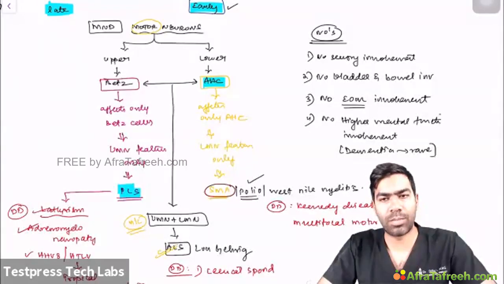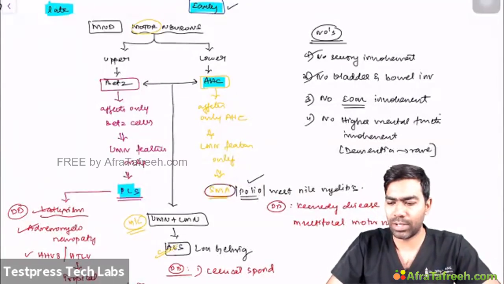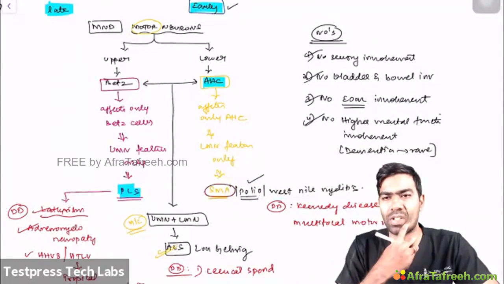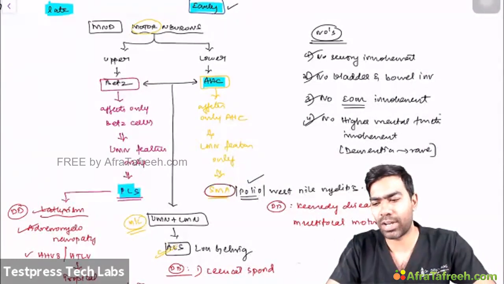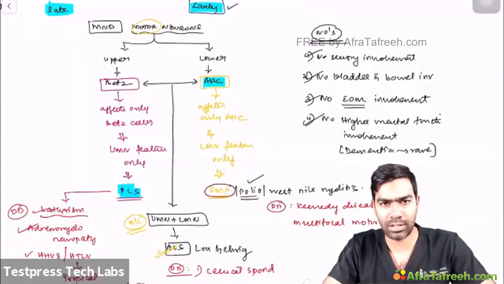Even though I'll be talking about FTD-ALS complex later on, where there can be association with some form of frontotemporal dementia, right now, as a common understanding, there should be no sensory involvement, no bladder and bowel involvement, no extraocular muscle involvement, and finally, no higher mental function involvement. All these four are very, very important as far as motor neuron diseases are concerned.